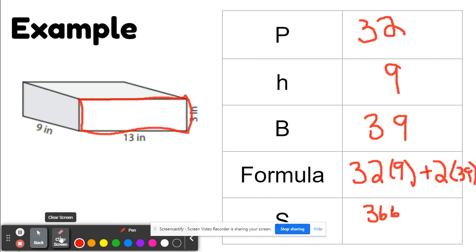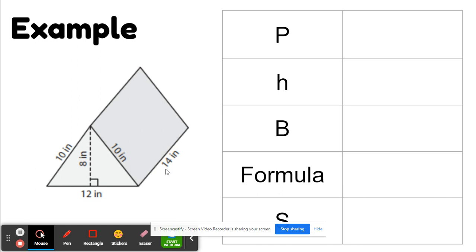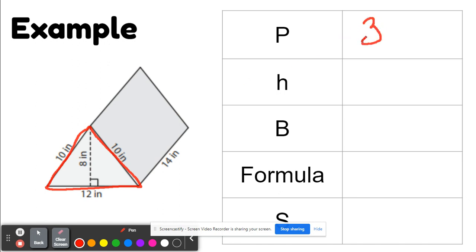Let's go ahead and we're going to do an example now of a triangular prism. So my triangular prism, I can tell it's a prism because I have two bases. Okay. My base is going to be a triangle. So the first thing I'm going to do is go ahead and find my perimeter. My perimeter is going to be 10 plus 10 plus 12. So I end up with 20 plus 12 is going to be a perimeter of 32. So this one's also a perimeter of 32.